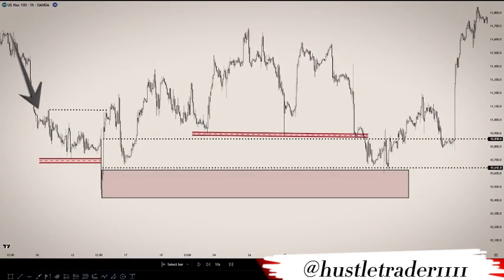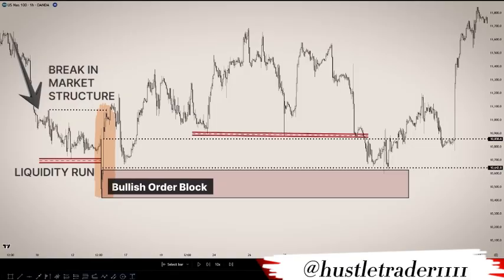Another signal. Price has been falling. Then it makes a quick drop lower. This might trigger a bunch of sell stops. There's our liquidity run. But right after, price jumps up hard. It breaks above recent highs. This is our change in market structure. The downtrend is now in doubt.